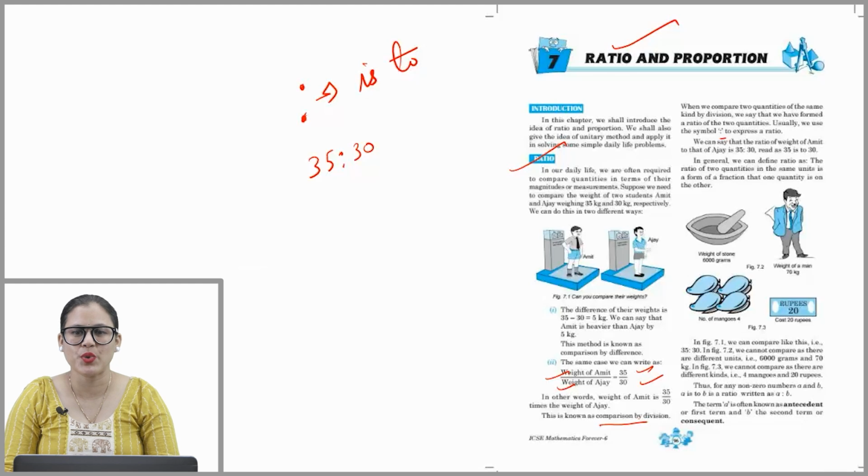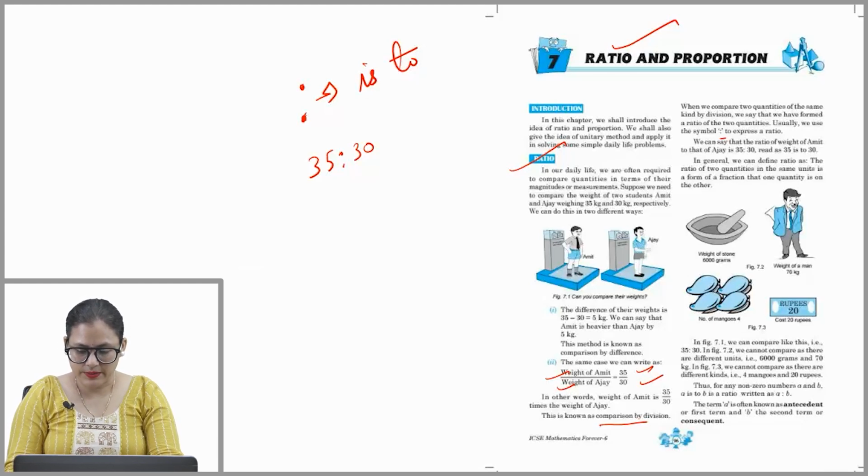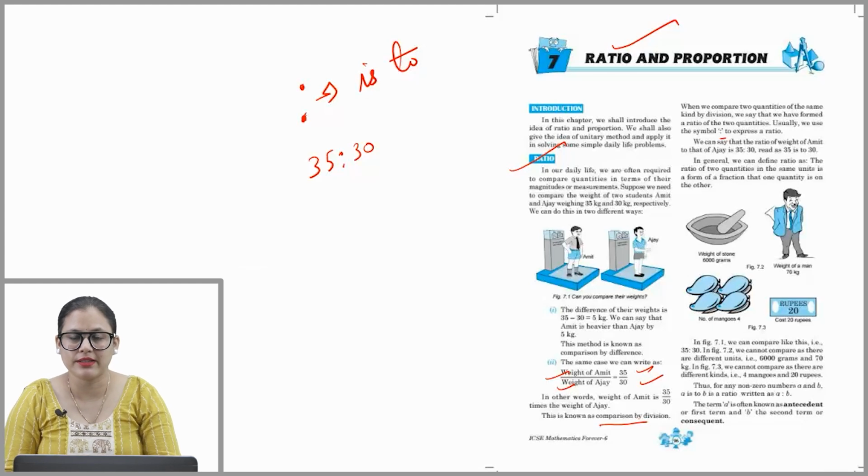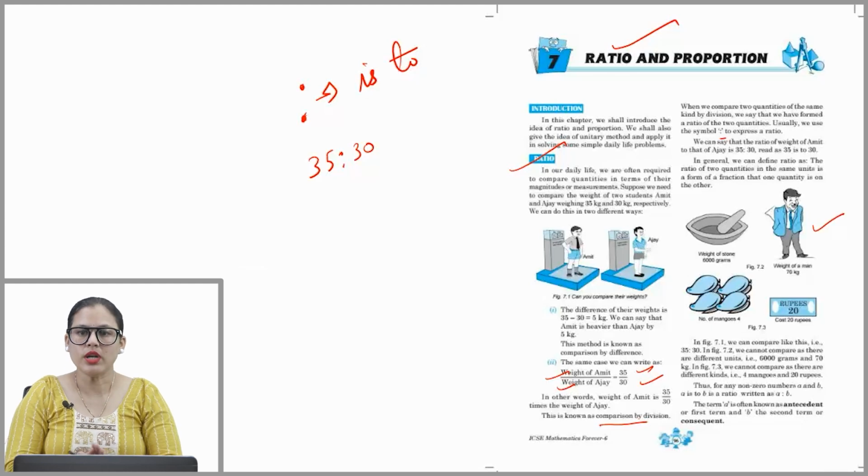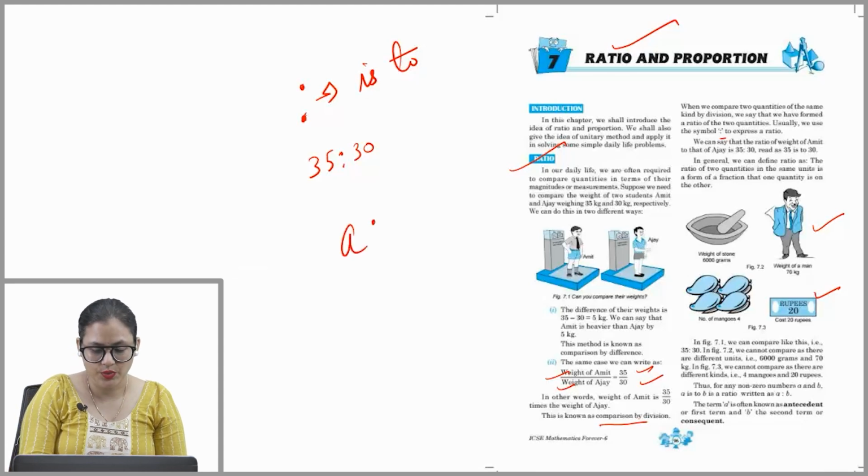In general, we can define ratio as follows: the ratio of two quantities in the same units is a form of a fraction that one quantity is of the other. In figure 7.1, we can compare like this, that is 35 is to 30. In figure 7.2, we cannot compare as there are different units, 6,000 grams and 70 kilogram. And in figure 7.3, we cannot compare as there are different kinds, that is 4 mangoes and 20 rupees. For any non-zero numbers A and B, A is to B is a ratio written as A is to B.